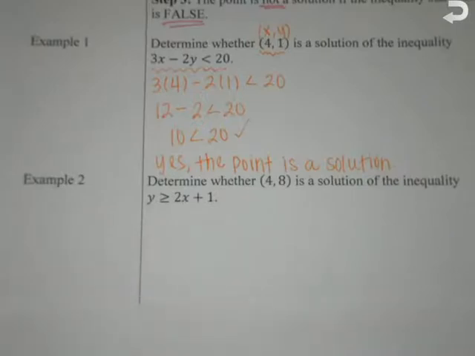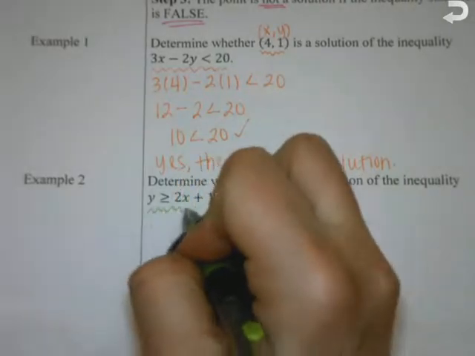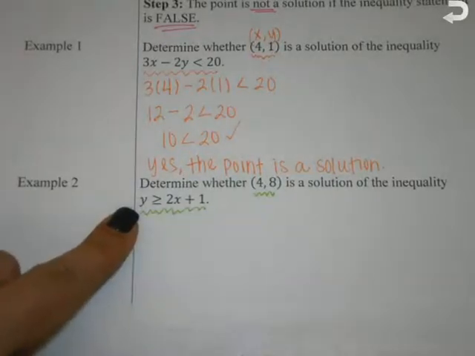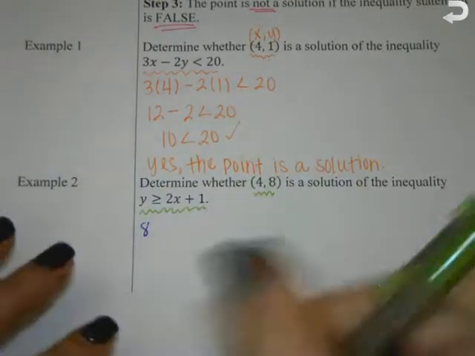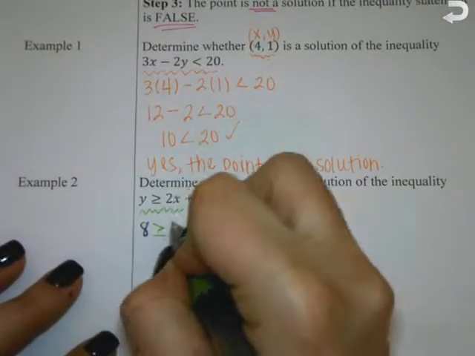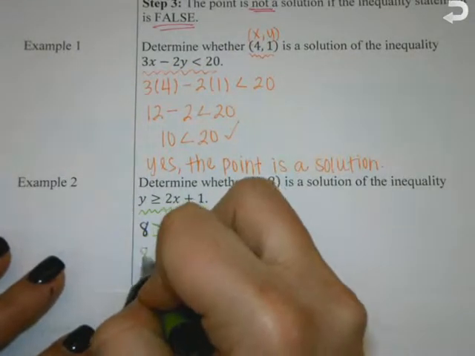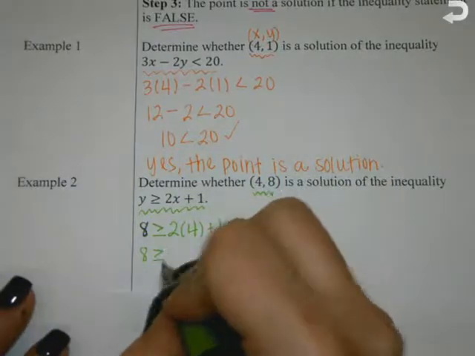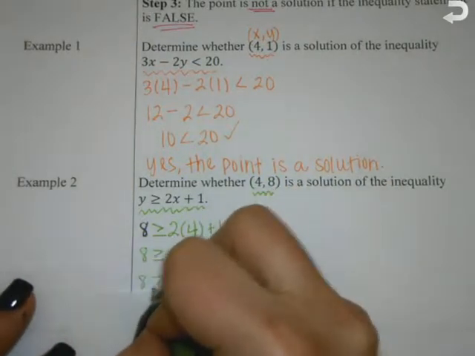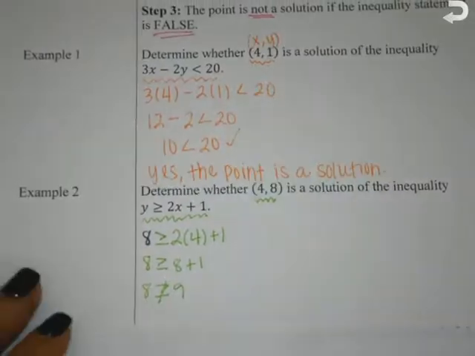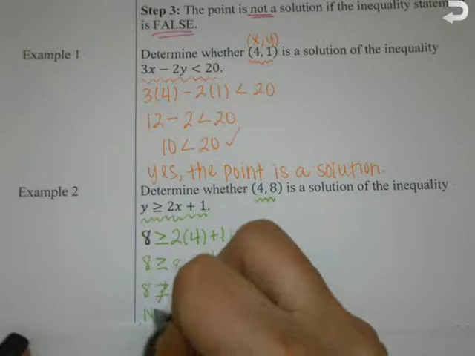So example 2, I want you to determine whether the point 4,8 is a solution to the inequality y is greater than or equal to 2x plus 1. Okay, guys, so what did you plug in right here for y? 8, good. And we wanted that to be greater than or equal to 2 times what? 4 plus 1. So that gives us 8 is greater than or equal to, what's 2 times 4? 8 plus 1. So 8 is greater than or equal to 9. True or false? False. So was this point a solution? No. So you would write no, the point is not a solution.